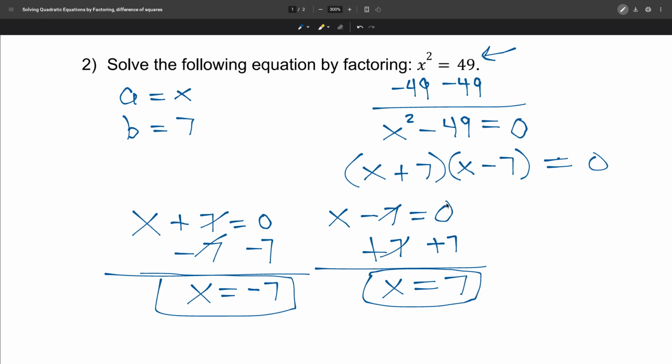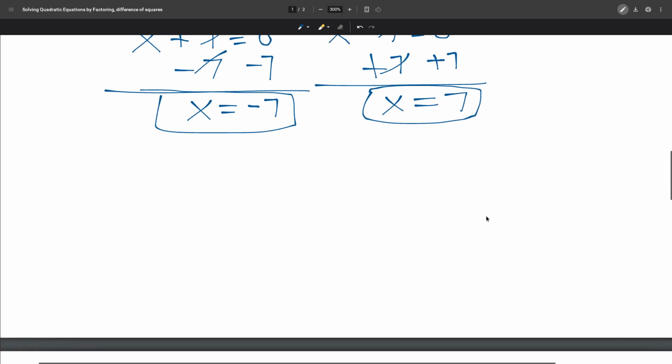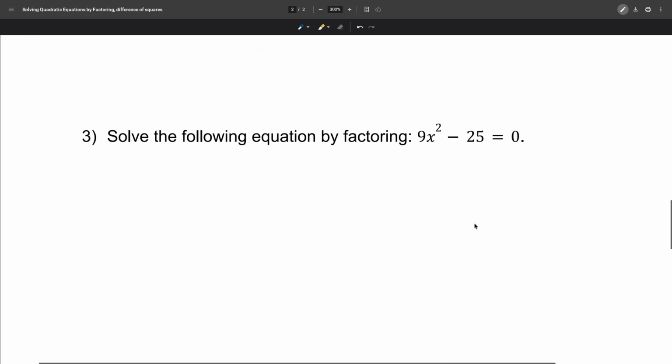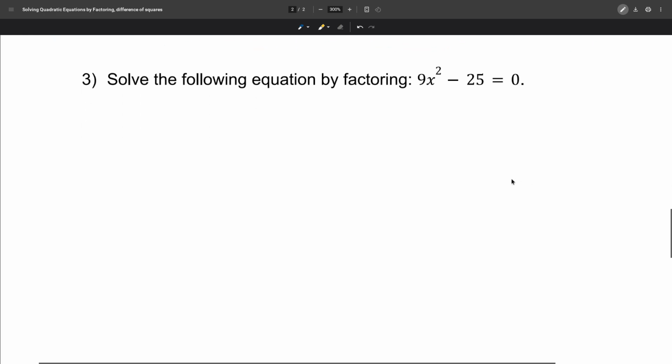Okay, let's try another one. All right, solve the following equation by factoring. 9x squared minus 25 equals 0. So now this one is also a difference of squares, but we have a number greater than 1 in front of x squared. So if I were going to say a squared equals 9x squared, to figure out what a is, we'd take the square root of both sides here. So a is going to equal 3x.